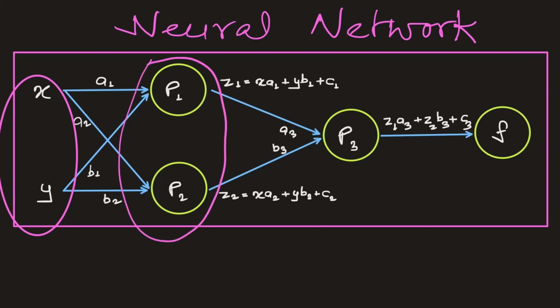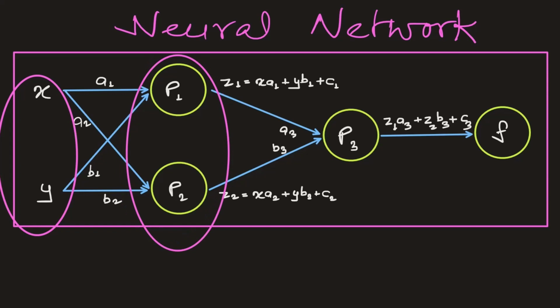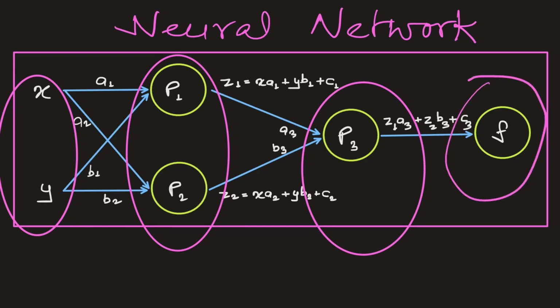This layer is called the input layer, and within this layer, you can have more than two neurons as well. By the way, neurons and perceptrons are the same thing. You can use them vice versa. Moving ahead, this layer is called the hidden layer. Again, within this layer as well, you can have multiple perceptrons or neurons, and this is the output layer.